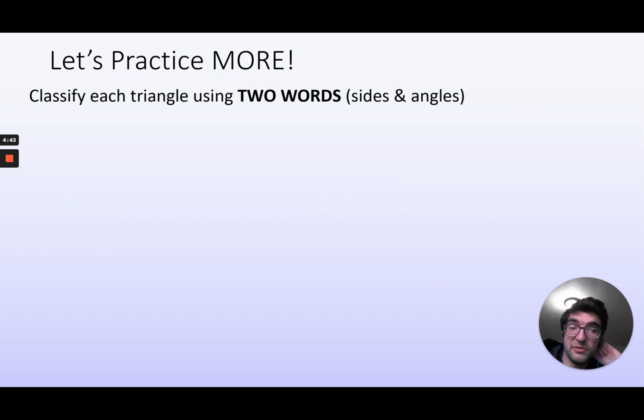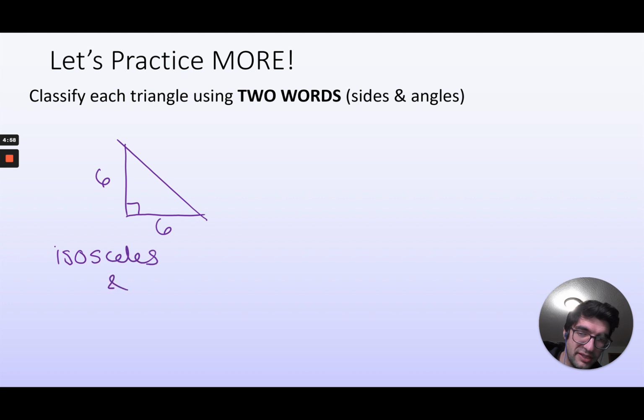Excellent. So we're just going to practice some more. I'll draw these different triangles. So I could say something like this, 6 and 6. And what would I call this? I would call it, well, it's isosceles because it has two equal sides. And it's right.